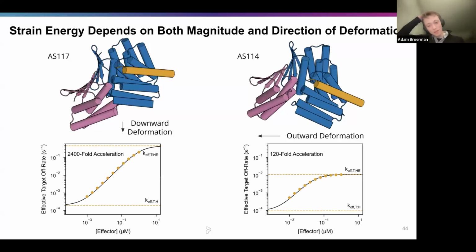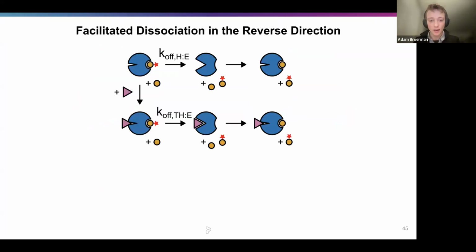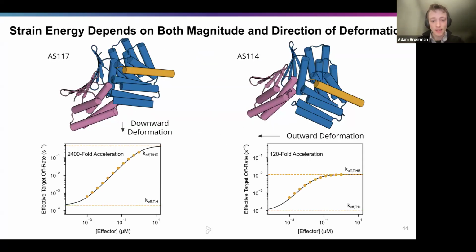And then looking at kinetic data here, we see that the accelerated dissociation with this design is about 40-fold higher than with this one. So what's going on here? Why is it not the case that the design with the biggest predicted deformation also has the fastest accelerated dissociation kinetics? And I think really the reason for that is that the direction of deformation is important.